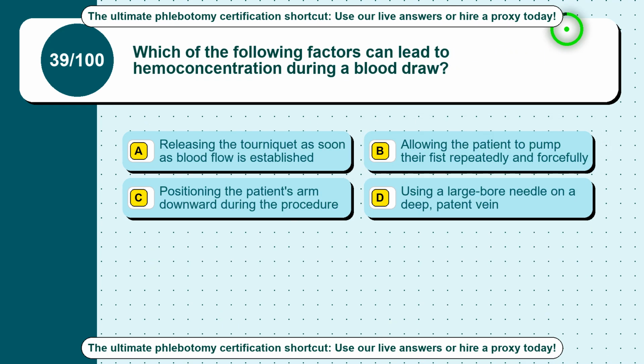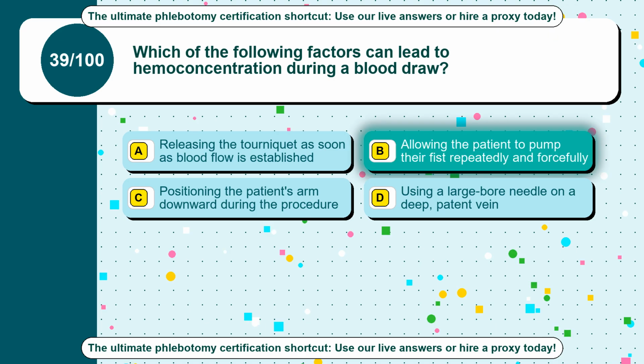Question 39. Which of the following factors can lead to hemoconcentration during a blood draw? Option A. Releasing the tourniquet as soon as blood flow is established. Option B. Allowing the patient to pump their fist repeatedly and forcefully. Option C. Positioning the patient's arm downward during the procedure. Option D. Using a large bore needle on a deep, patent vein. The correct answer is option B.